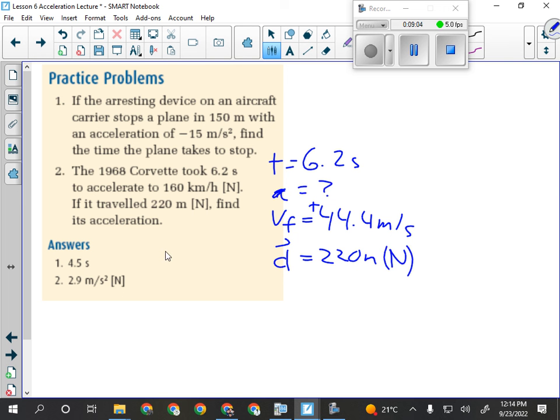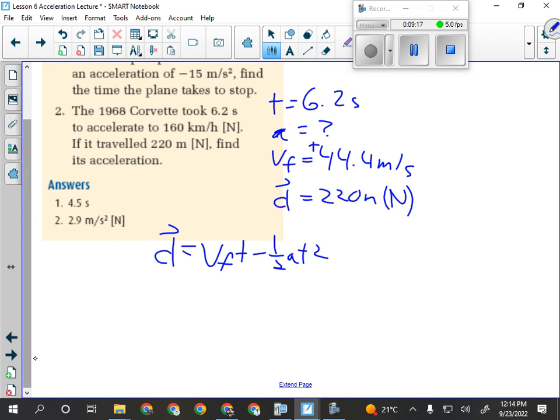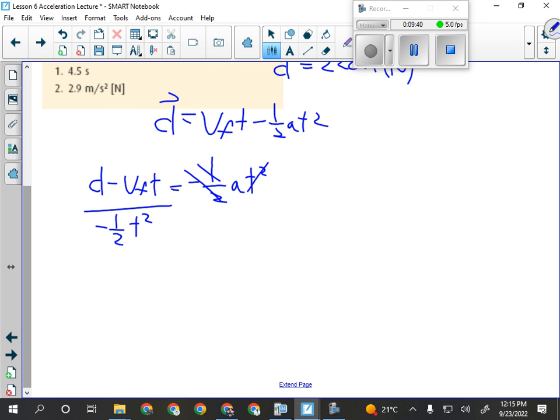All right, well, I've got to use this formula again. D equals VF times T minus 1/2 AT squared. Since I want to isolate A, the first thing I'm going to do is subtract VFT over to this side, so D minus VF times T equals negative 1/2 AT squared. I want to get A by itself, so I'll divide by negative 1/2 of T squared. Now I'm solving for A, so I just have to plug in my numbers here.